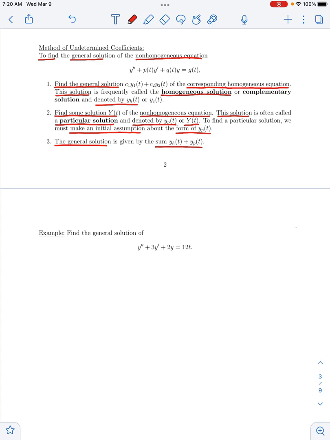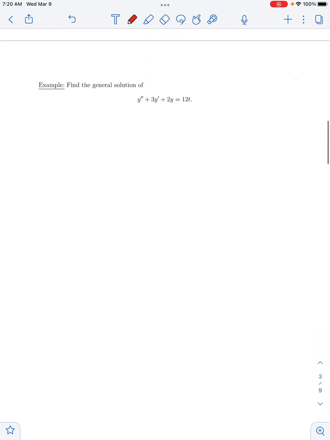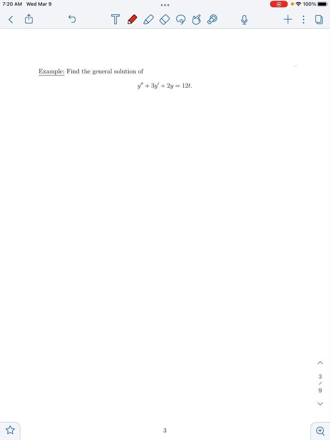So let's consider some examples of this process. In this first example, we are asked to find the general solution of this second-order linear non-homogeneous equation. We see that it is non-homogeneous because we have this g of t function on the right-hand side. Here our g of t is 12t. And we are going to first solve the corresponding homogeneous equation.